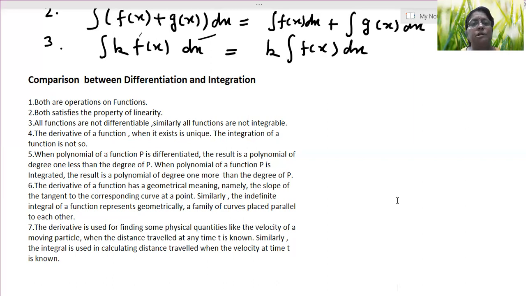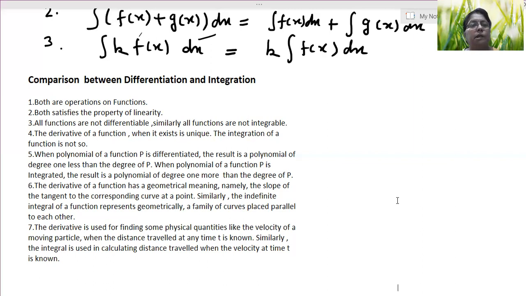When a polynomial function is integrated, because it is the inverse process, the result is a polynomial of degree 1 more than the degree of function p. तब उससे 1 more है, एक ज्यादा है. When you integrate x square, you will get the result x cube upon 3. If you integrate x cube, then you will get the result x to the 4 upon 4. Okay. So in that way, you can understand this property.